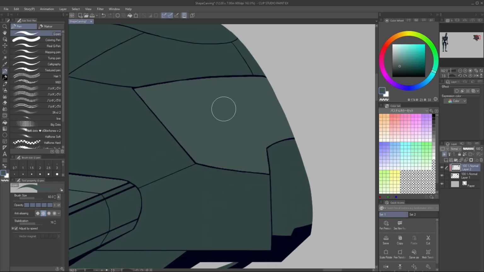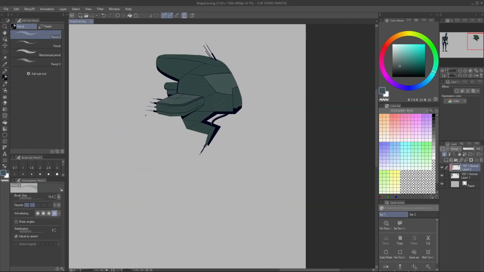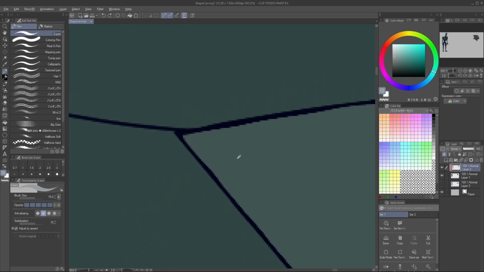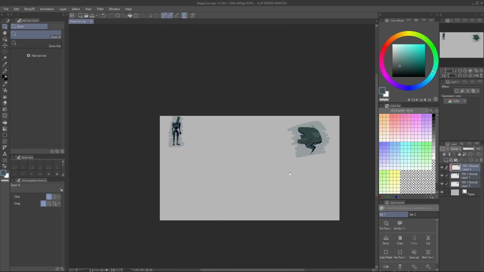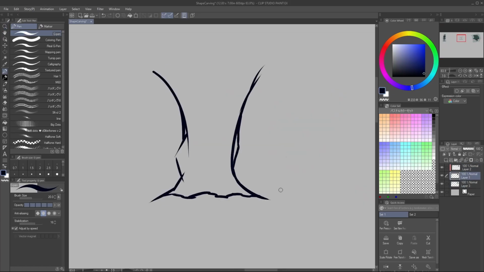Now, how do you experiment? First, find an artist who has a style that you like. Next, figure out what you like about their art style specifically. Is it the way they draw eyes, or perhaps the way they do their line art, or the fact that they don't have any line art?